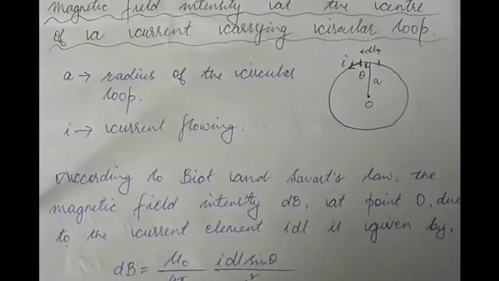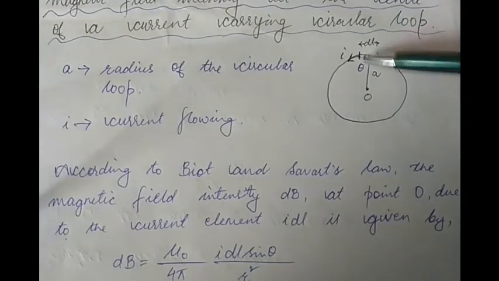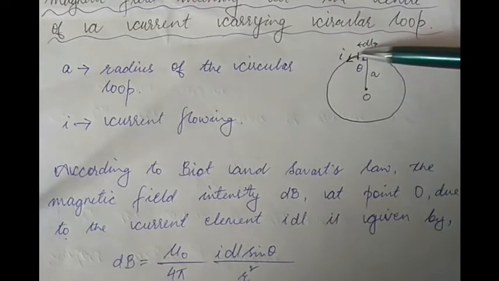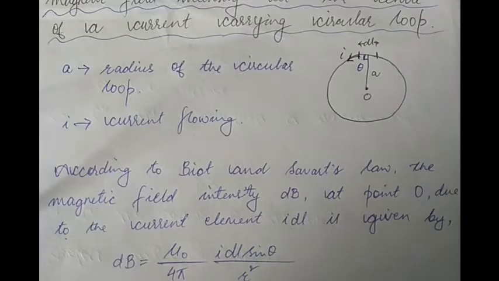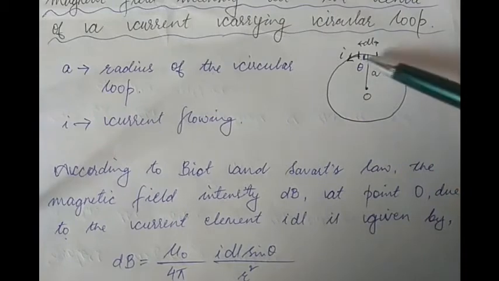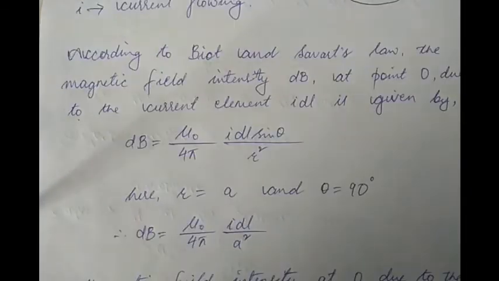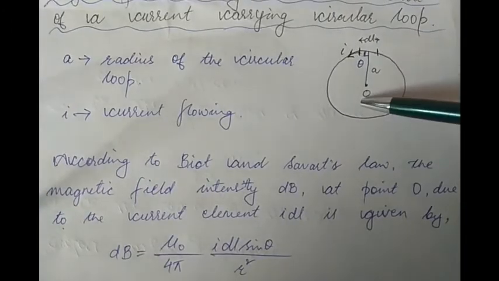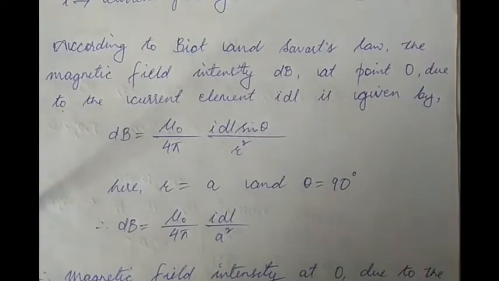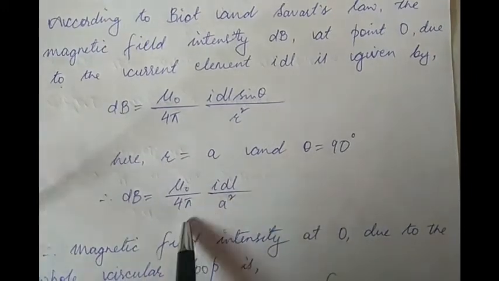Now you can see from this picture itself that theta, which is the angle between the elemental length and the line joining the elemental length to point O, is 90 degrees. At any point you consider dl, the angle theta will always be 90 degrees. So r, that is the distance between the elemental length and point O, is the radius of the circle itself. So r is equal to a and theta is equal to 90 degrees. Therefore dB comes out to be mu naught by 4 pi I dl by a squared.